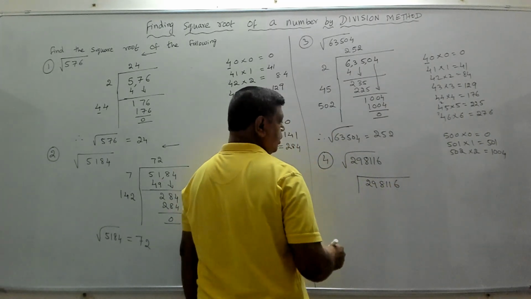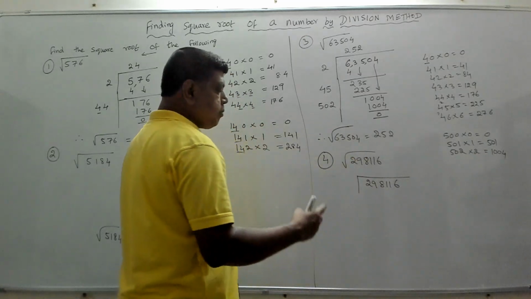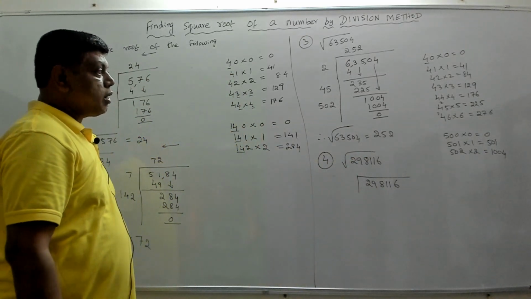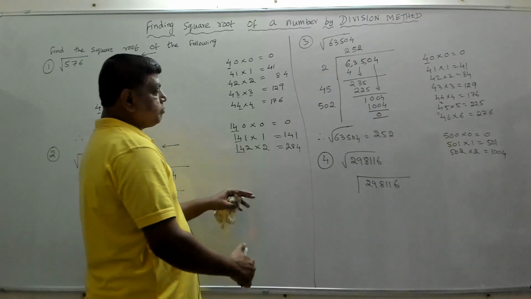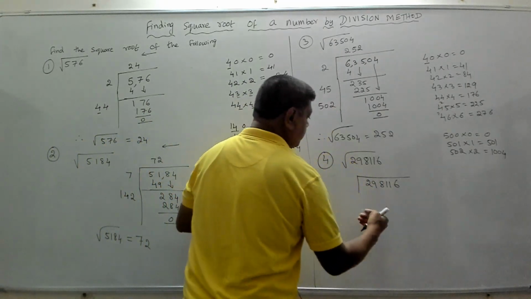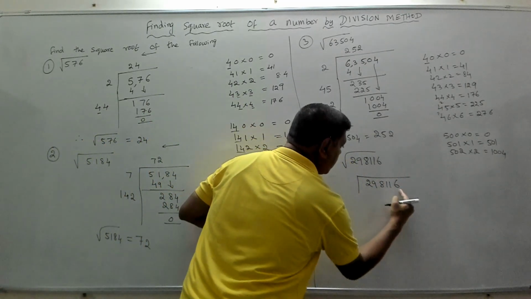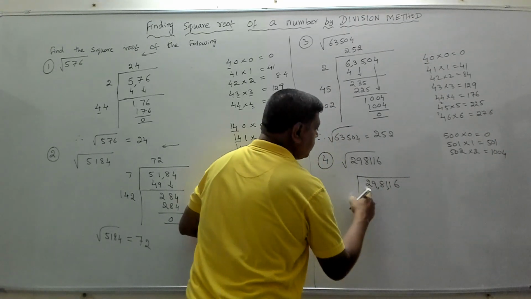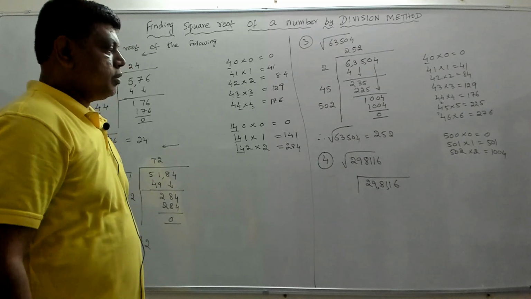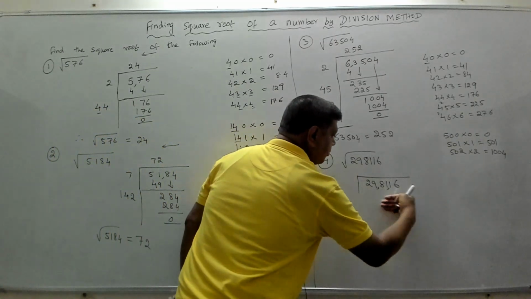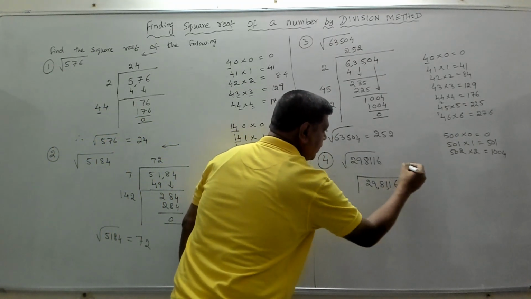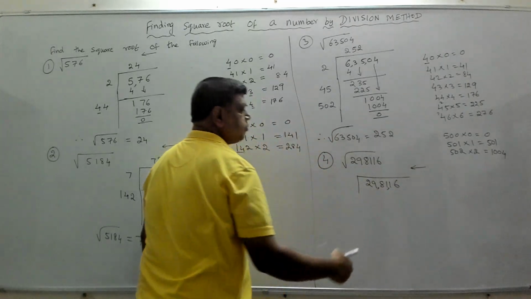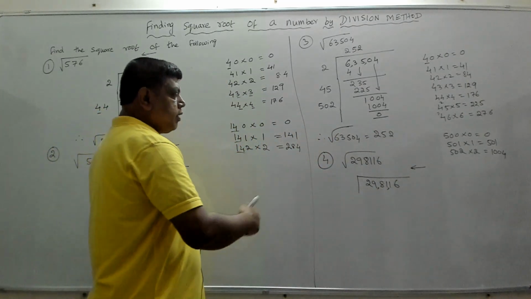You write this number 298116. The first step is we have to start pairing them as 2 2. We will start pairing from right to left, in this direction. First we pair these two, then these two, comma, then again these two. We have to start pairing 2 2 from right to left. Then after that we have 25.